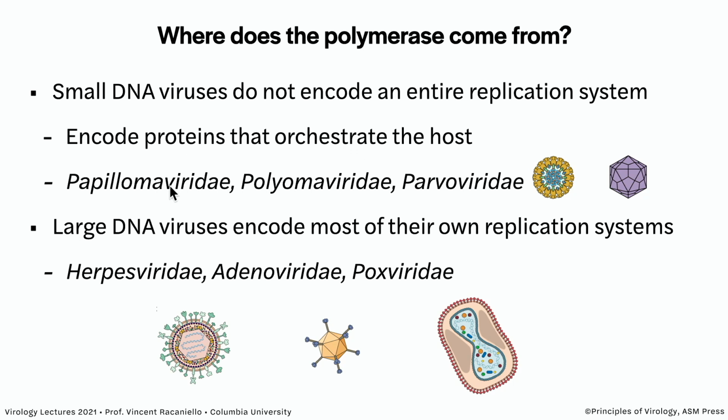And these include members of Papillomaviridae, Polyomaviridae, and Parvoviridae. Now, we have talked a little bit about Parvoviridae and Polyomaviridae, and we'll talk more about them. Papillomaviridae actually used to be classified together with the polyoma, but then they were separated. And these include human papillomaviruses, very, very important medically, which we will talk about more. And then the large DNA viruses encode most of their own replication systems. These include the herpesviruses, the adenoviruses, and the poxviruses. And we'll talk about examples of all of these today.